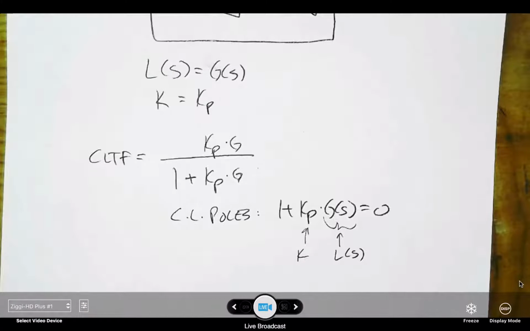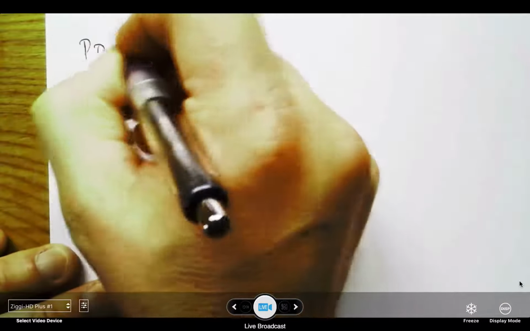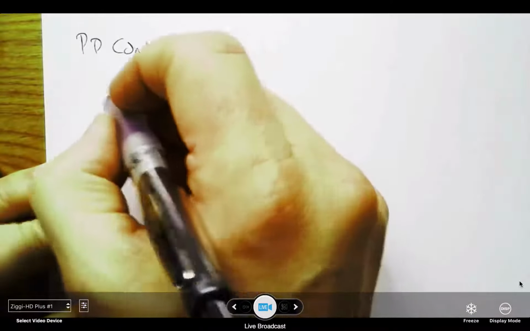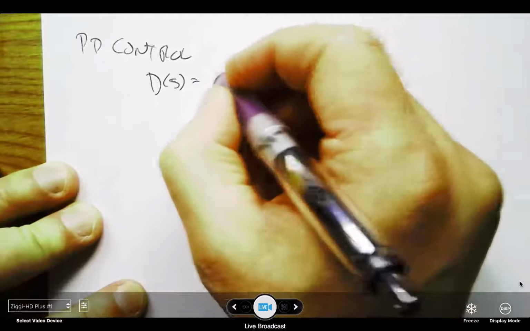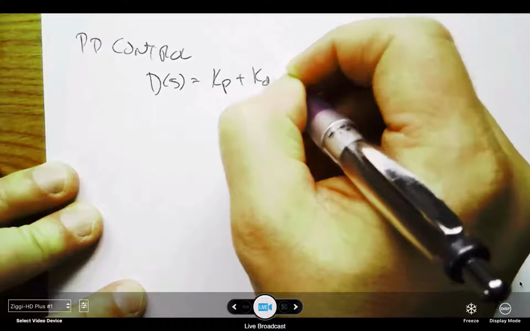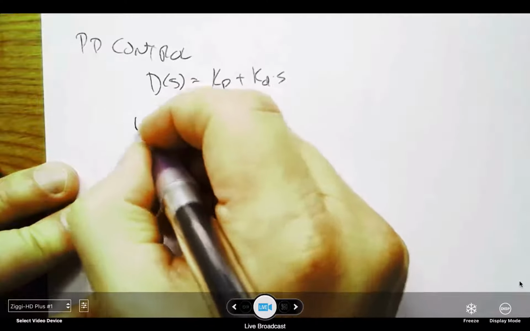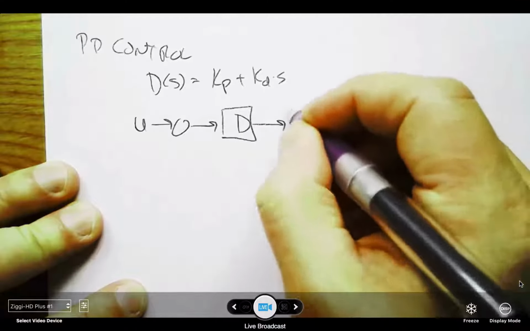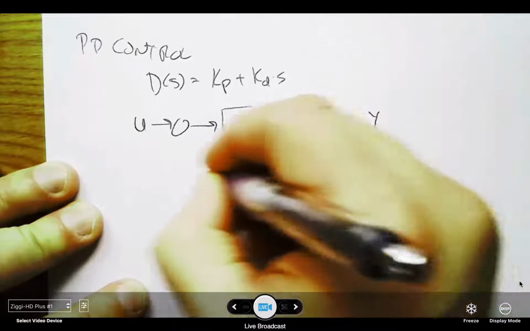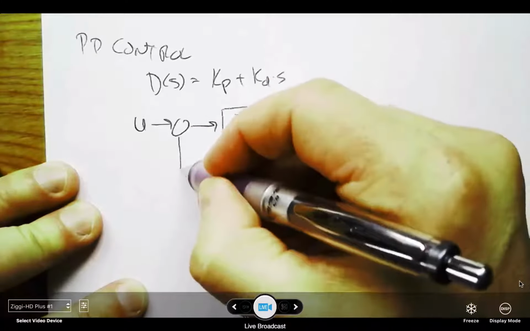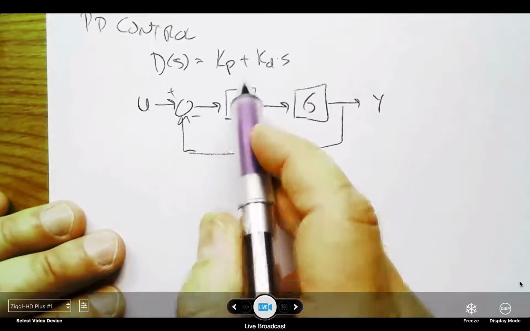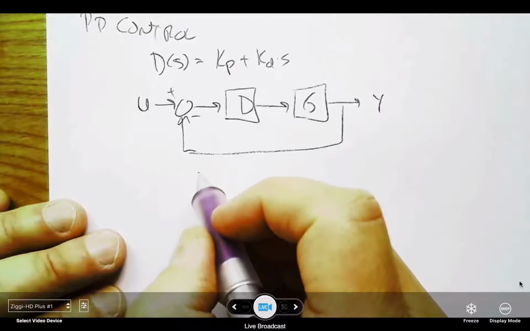What if, instead, we wanted to do PD control? So how do I design a PD controller using the root locus method? So in that case, my D of S is Kp plus Kd times S. And so I'm assuming I still have our standard form, with D and G as the names of my controller and plant, which is kind of always in my head. So having this, how do I find my D hat with K factored out?